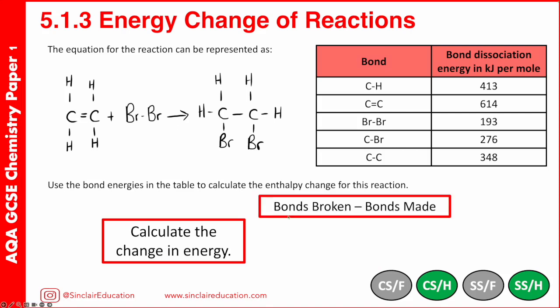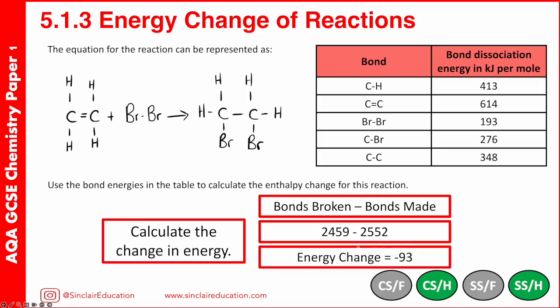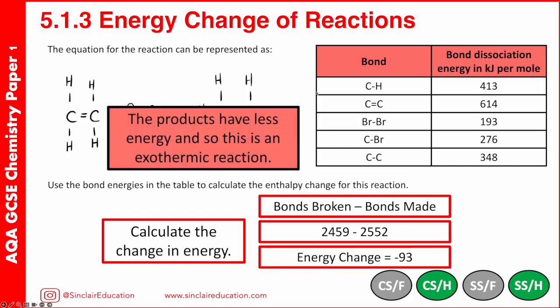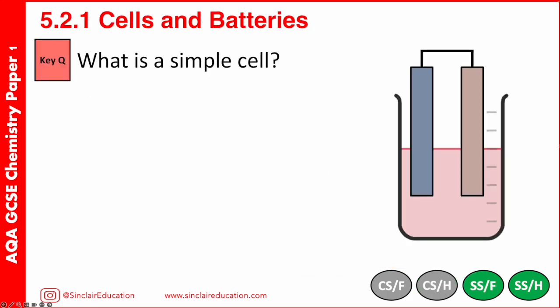So our energy change is energy in minus the energy out. So bonds broken minus bonds made. So here, from our values that we previously calculated, we'd end up with 2,459 minus 2,552, giving me an energy change of minus 93. Minus numbers are fine. This just means end up with less energy. It's an exothermic reaction. If the energy is positive, it means the energy's gone up. That must be an endothermic reaction. So this reaction must be exothermic because the products have less energy.